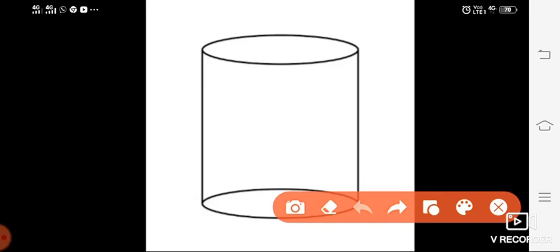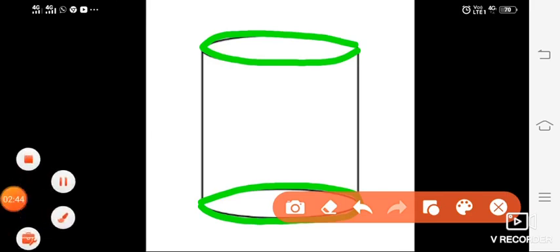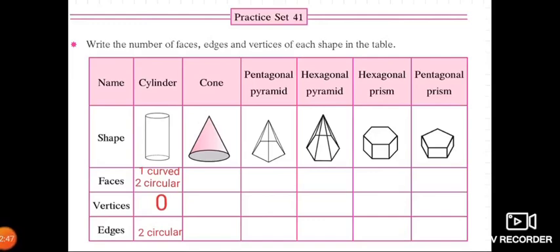Now next thing, that is the edge. So now whatever I am drawing, yes, these are the edges. Are they having circular shape? Yes, so how many circular shapes are there? 2. And are they edges? Yeah, border, isn't it? So a cylinder has 2 circular edges. Did you understand, children? So let's write and see how. A cylinder has one curved face, 2 circular faces, 0 vertices and 2 circular edges. Now we'll move on to the next shape, that is cone.